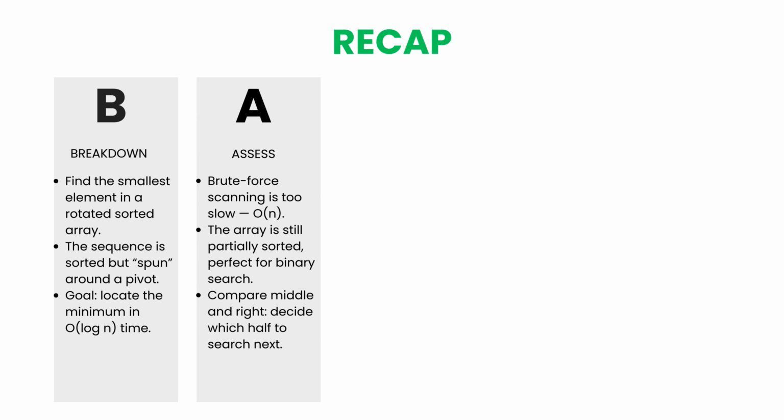Assess recap. At first, it's tempting to scan the whole array, but that's O(n) time and far too slow for large inputs. The key realization is that this is still a binary search problem. We can use the order properties to cut the search space in half at every step. By comparing the middle and right elements, we can quickly tell which half contains the minimum.